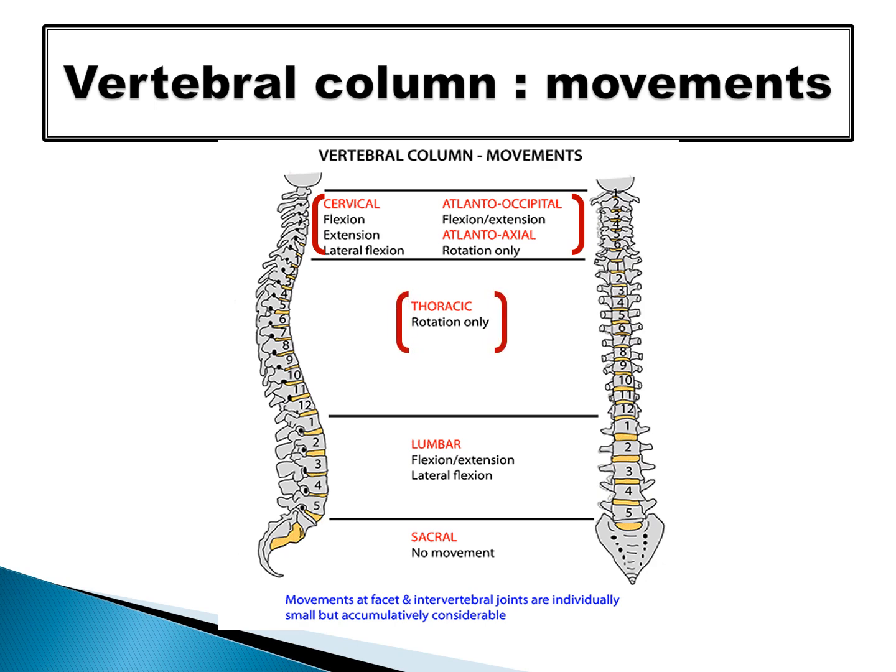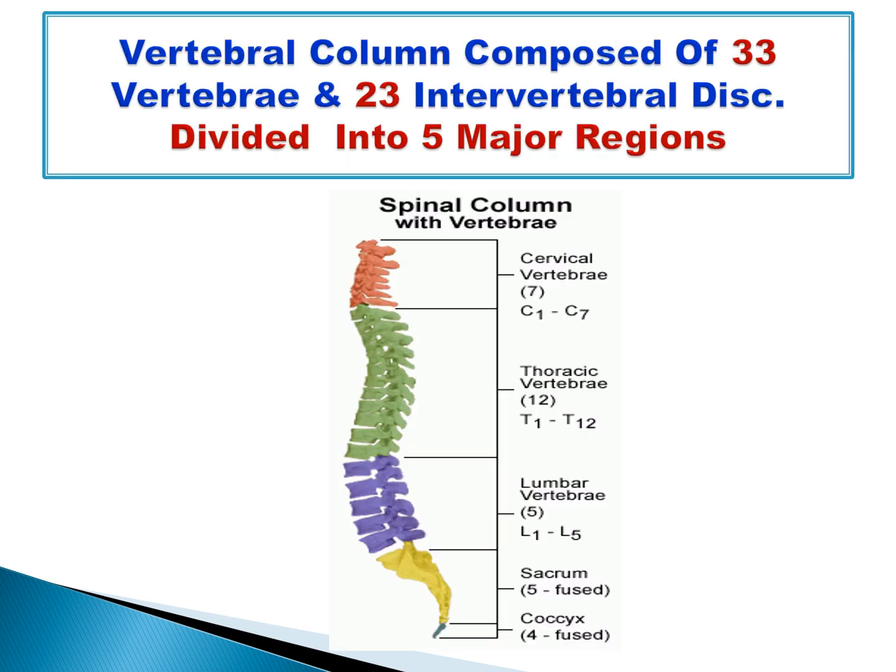Thoracic, the movements are restricted because of the attachment of the ribs. Only minimum rotation occurs in the thoracic part of the vertebra. Lumbar, again we have a wide range of movements just like the cervical region: flexion, extension and lateral flexion. Sacral, because of the fusion, there is no movement in the sacral part of the vertebra.